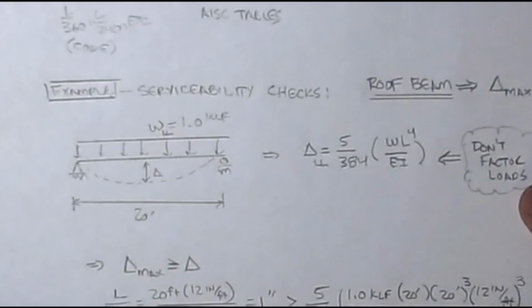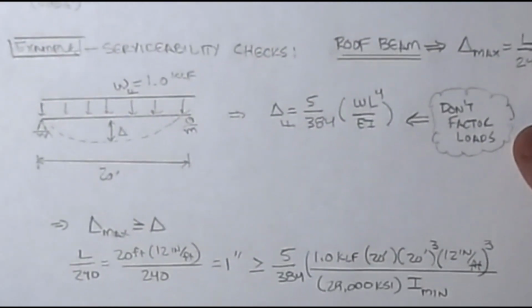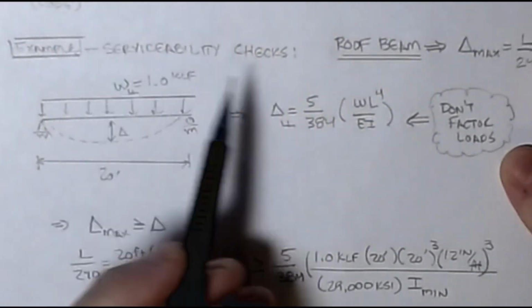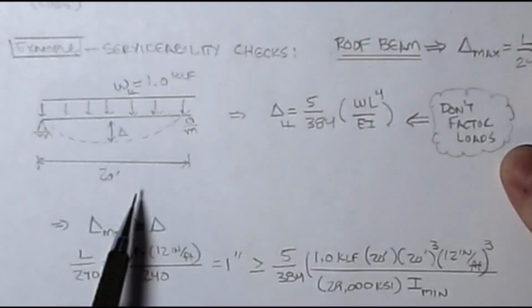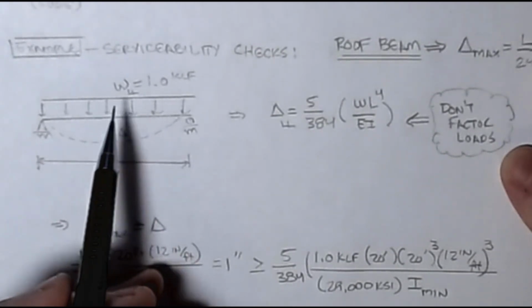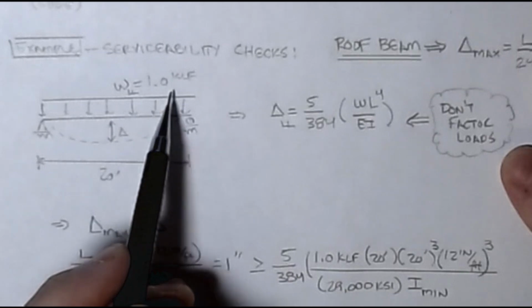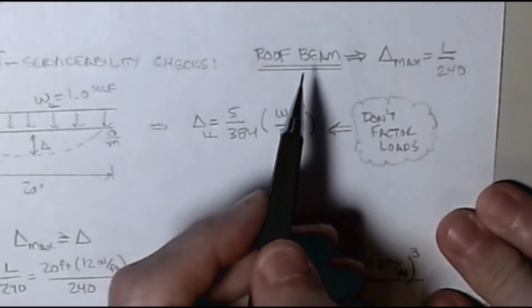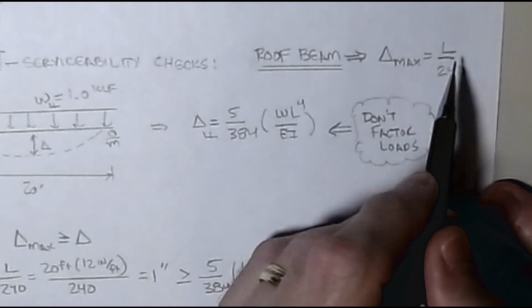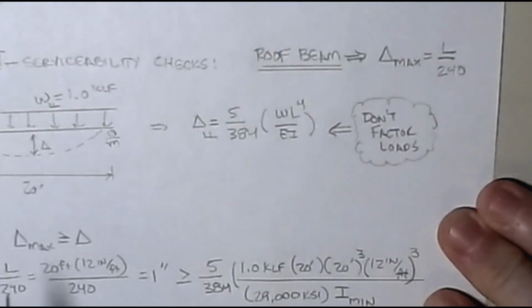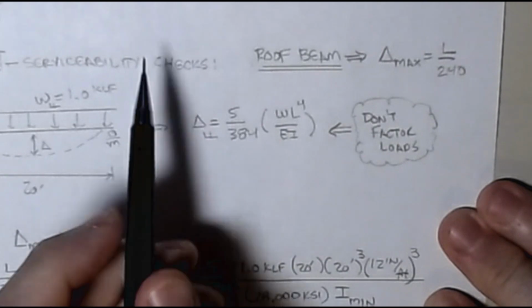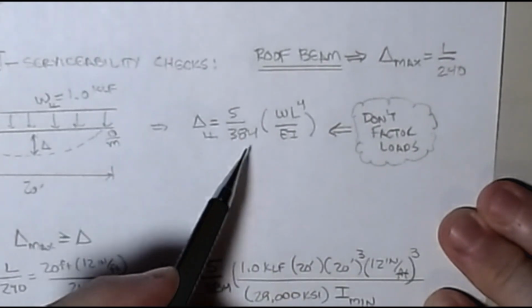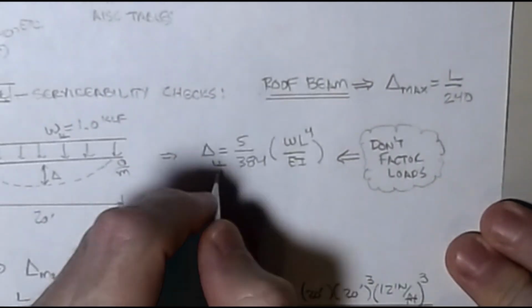All right, so let's take a look at a real quick example here. We'll run through this fairly quickly. I'm going to do a serviceability check on this beam. It's 20 feet long. I'm going to put a live load of 1 KLF. Okay, we're going to say that it's our beam in the roof of the structure, which means that my delta max is limited to L over 240. My delta live load comes from the AISC table, and in this case, this is my case 1.